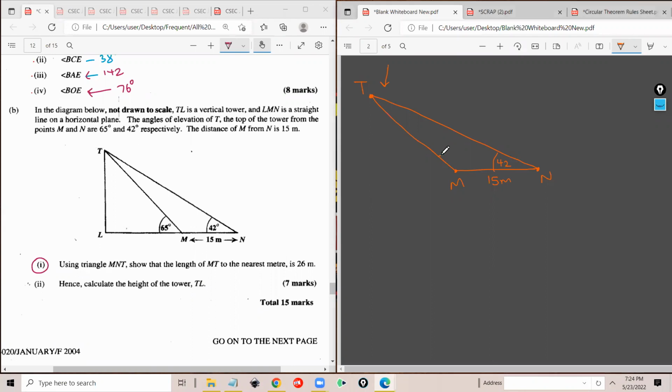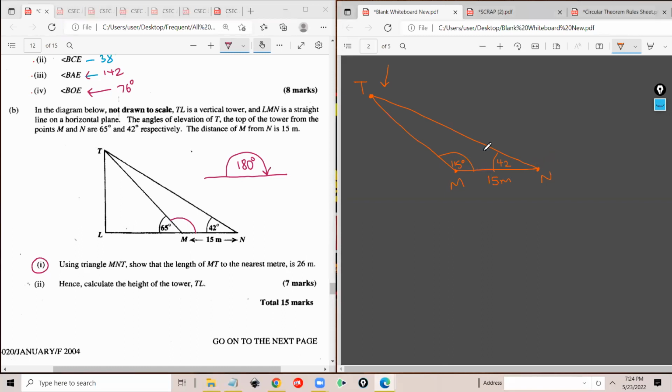Isn't it very easy to reason out this angle? Because a straight line is 180 degrees, right? So if here is 65, isn't it possible to get this angle? Let's get that out of the way first. How much is that angle? 180 minus 65. I am getting 115 degrees.